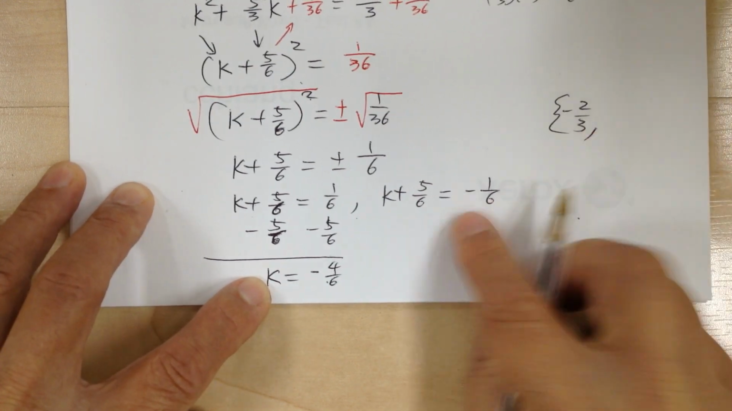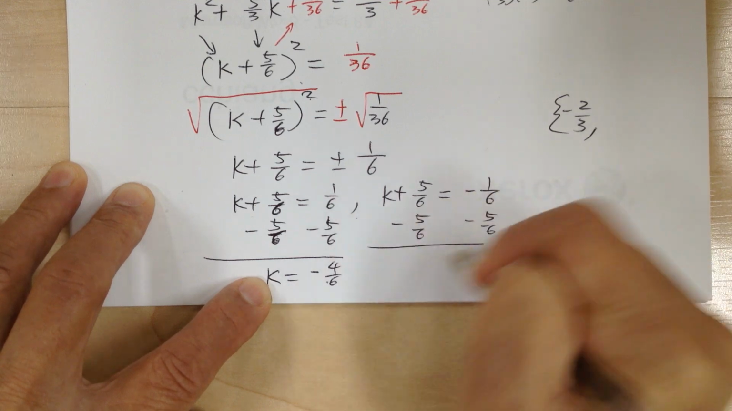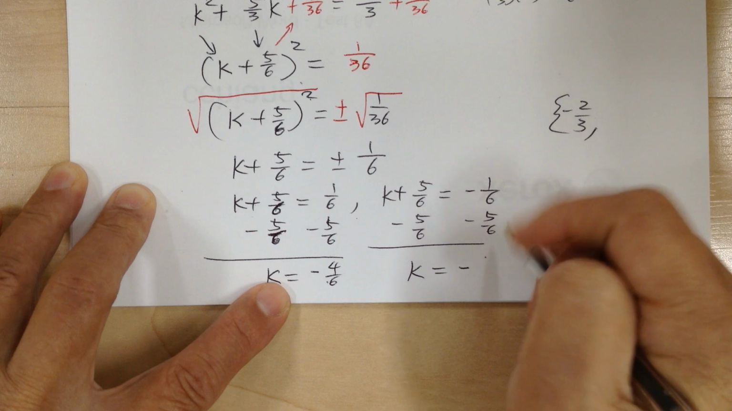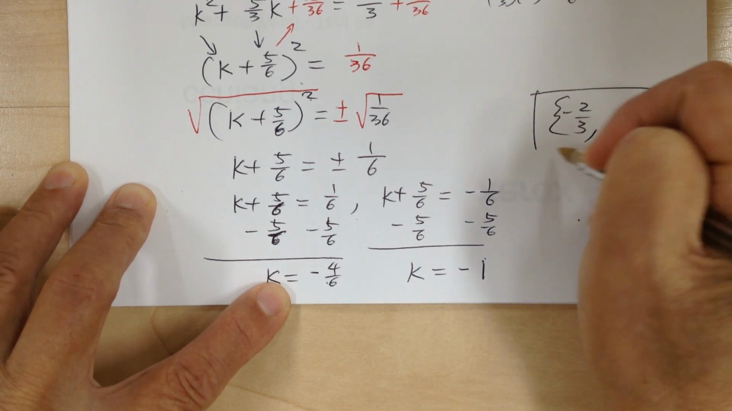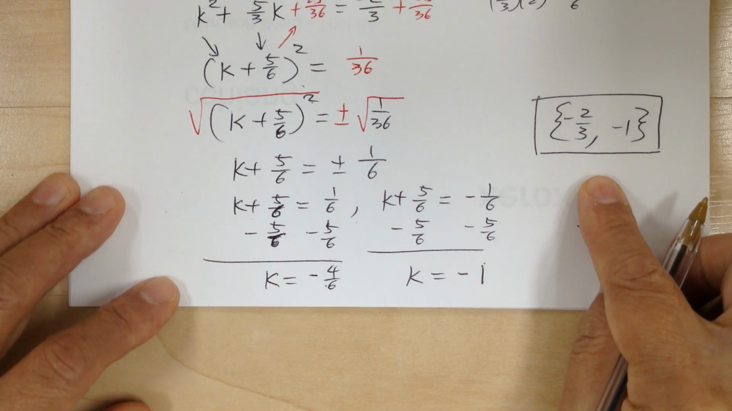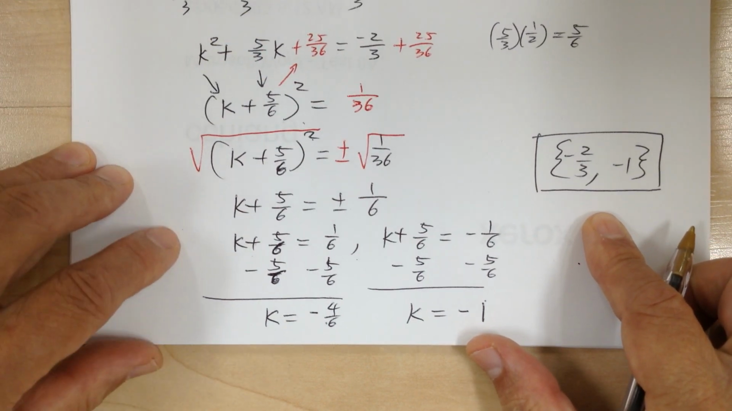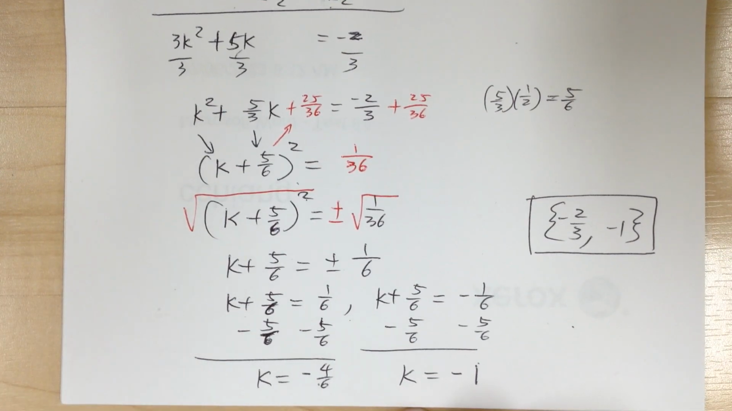Then over here, again, you minus 5 over 6. So you're going to get k equal to negative 1. And so that's how you get 2 answers. Make sure you know how to complete the square. It's very important. Okay, let's go to the next item.